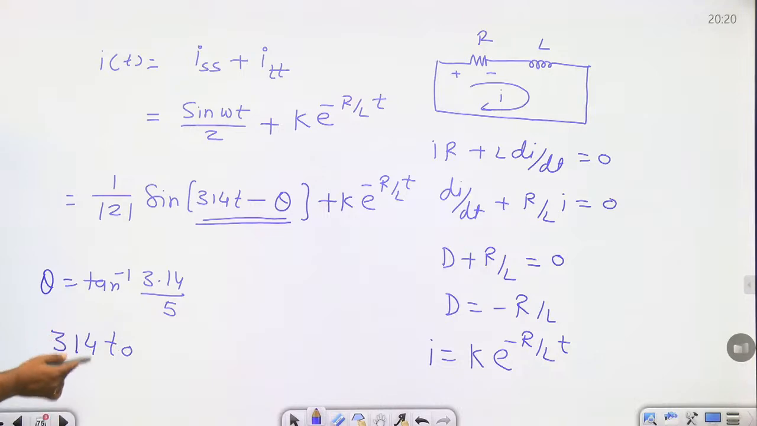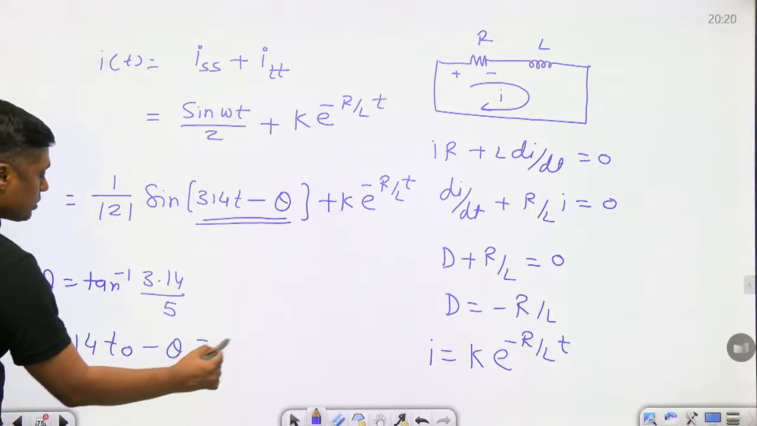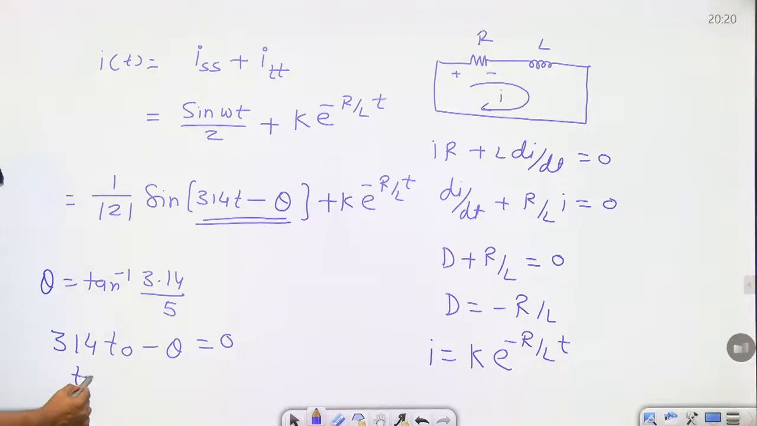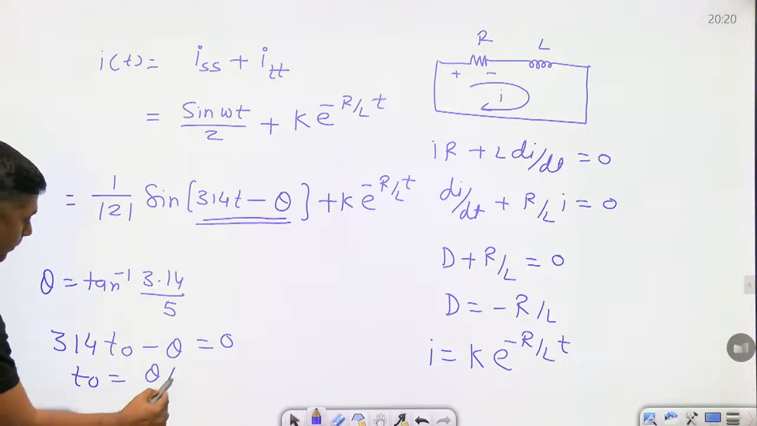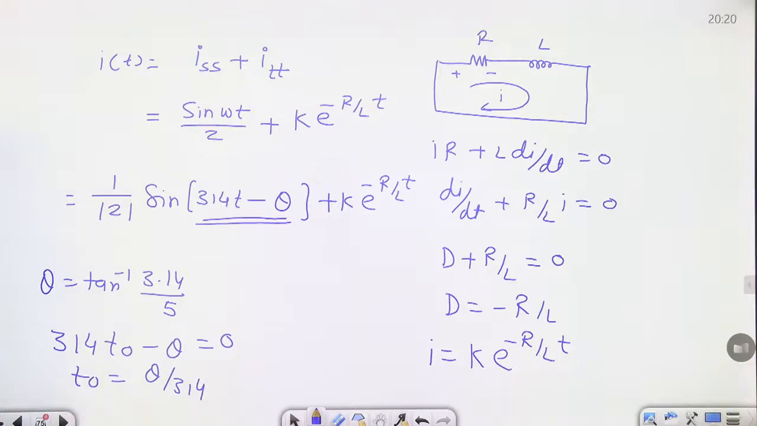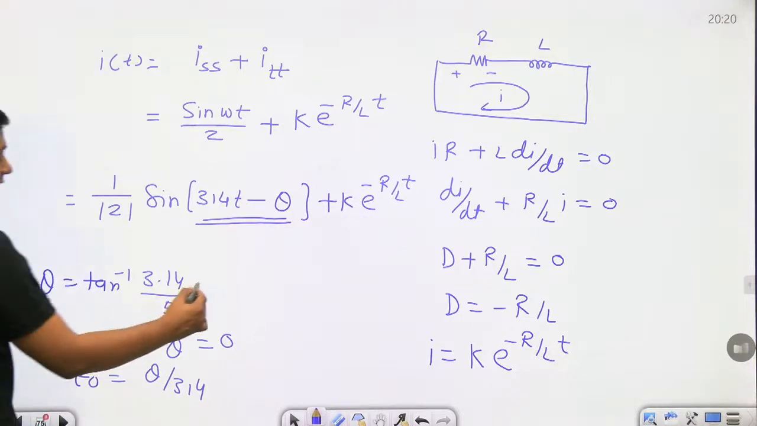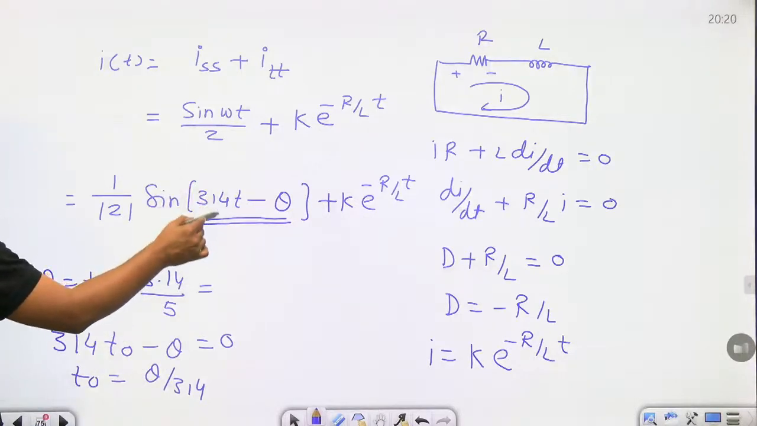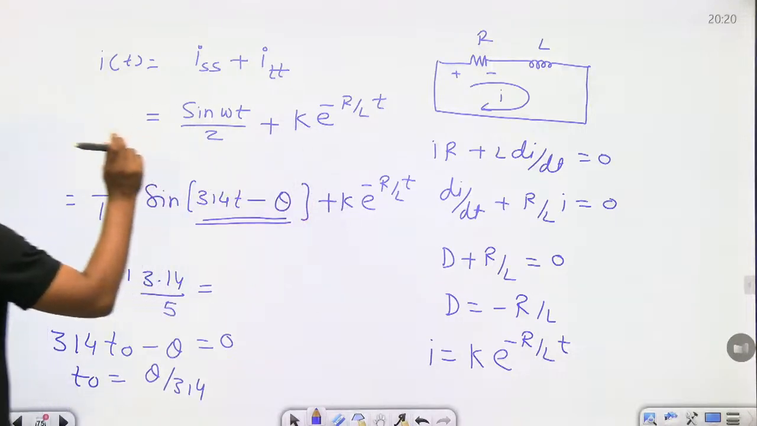314 t naught, the time at which this angle becomes 0, minus theta is equal to 0. So t naught is equal to theta upon 314. Remember, this theta should be in radians. When we take the radian value divided by 314, you will get the time. If you use a calculator, make sure it is in radian mode, so that we get k equal to 0.